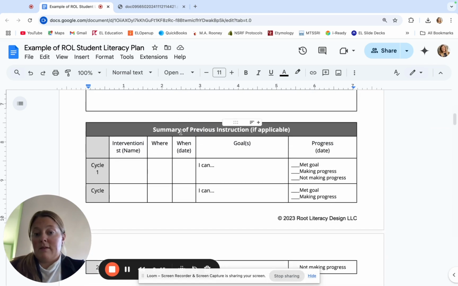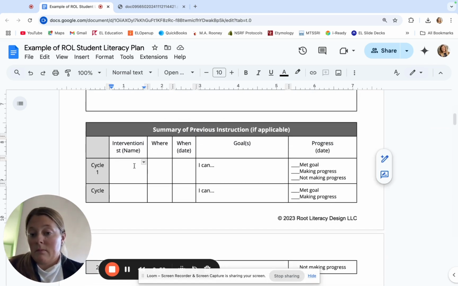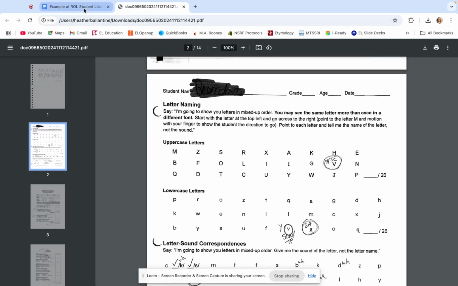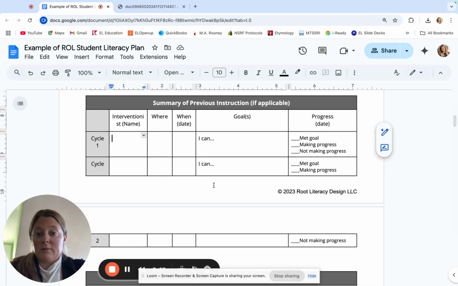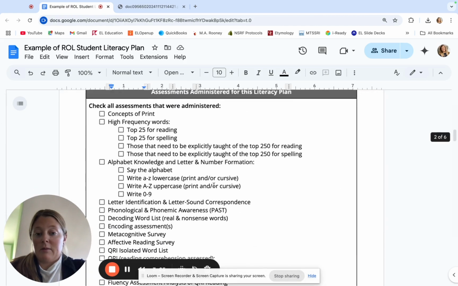All right, summary of previous instruction. So this I'm leaving blank because as far as I know, this student is not receiving instruction specific to the areas that were identified for reading support. And I don't have any knowledge of the previous work, so I'm just going to leave that part blank.